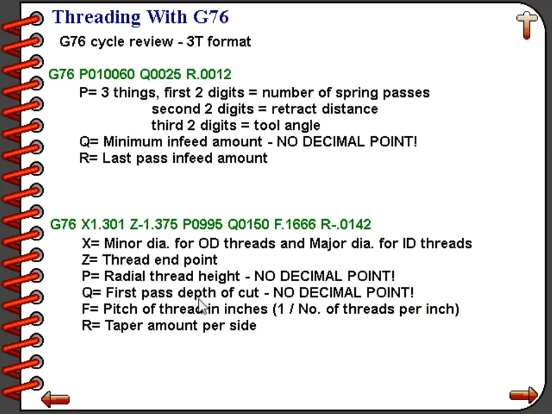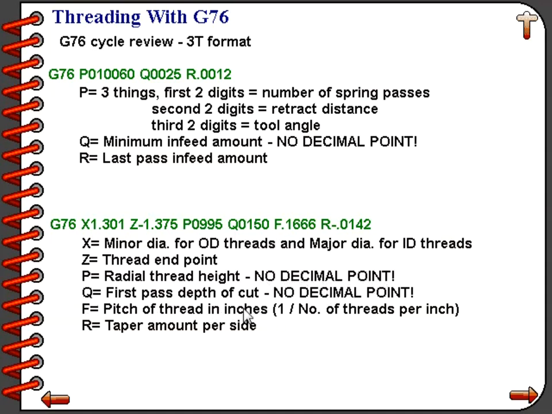The Q word specifies our first pass depth of cut, and we would get that from our tooling catalogs or information from the tooling manufacturer. They would be the ones to recommend to you how much your first pass depth of cut should be for the workpiece material you are cutting. Also note, the Q word does not allow a decimal point, as with any other place in our program.